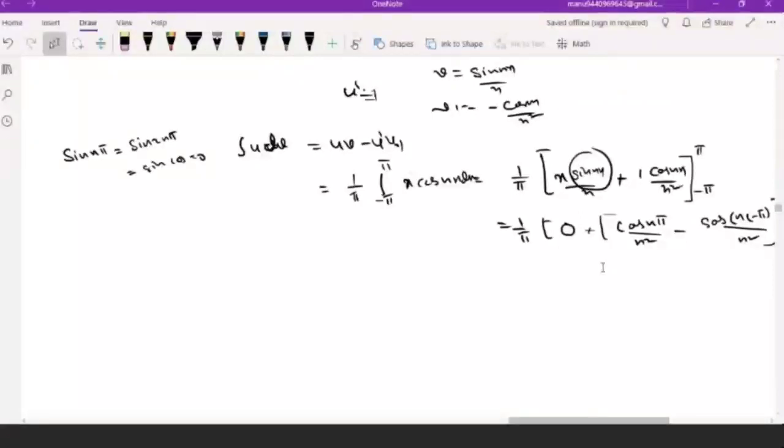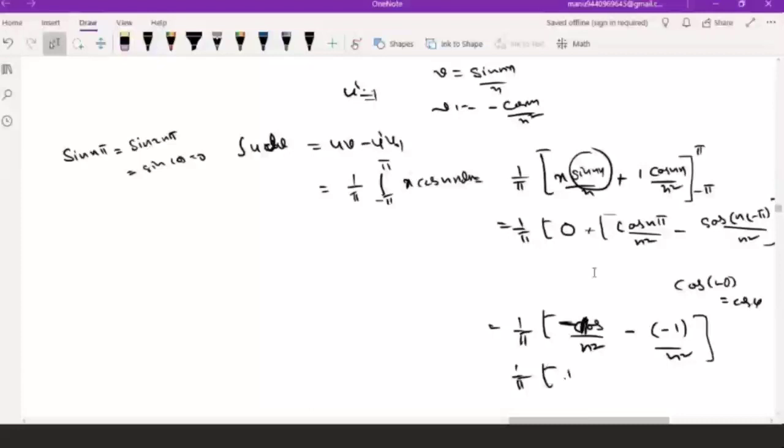That is equal to 1 by pi of cos n pi value, cos 180 value, minus 1 by n square, minus of minus 1 by n square. Cos of minus theta is equal to cos theta only. That's why, here 1 by pi of minus 1 by n square plus 1 by n square gets cancelled. So it is equal to 0.